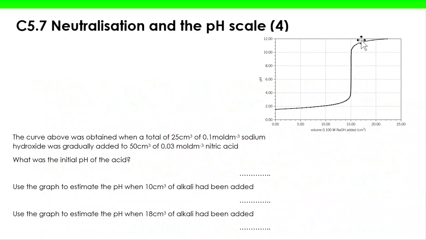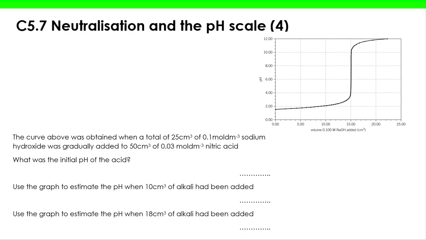This is a really important shape to learn. You will need to remember it. We can see here that we started with an acid and we've added an alkali. We know that because the pH has started below 7 and ended above 7. Have a go at the questions below.